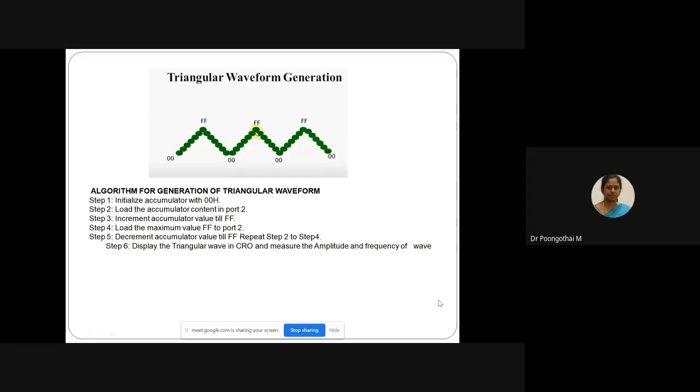In the triangular wave, we have to send the values from 0, 0 to FF from the microcontroller to the DAC.